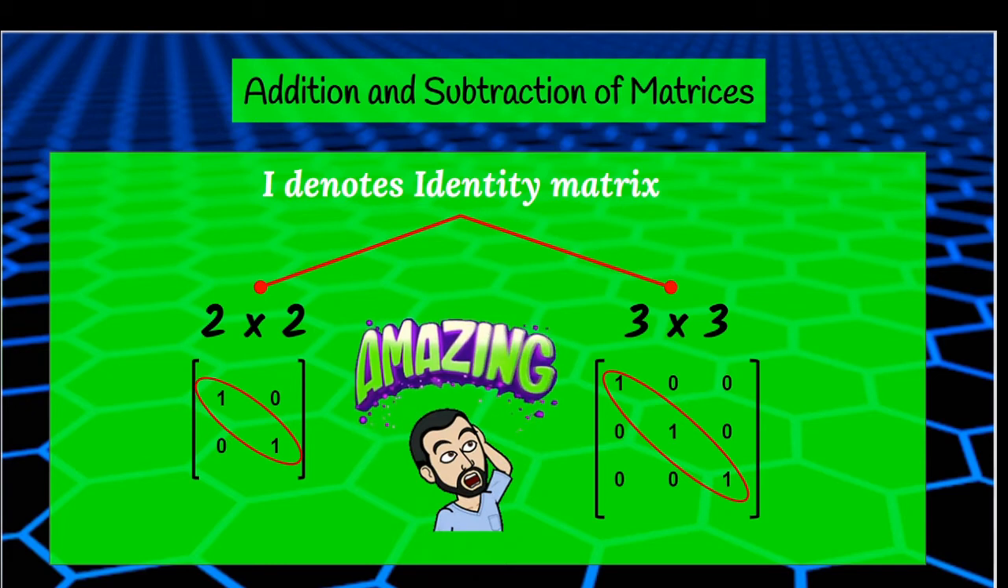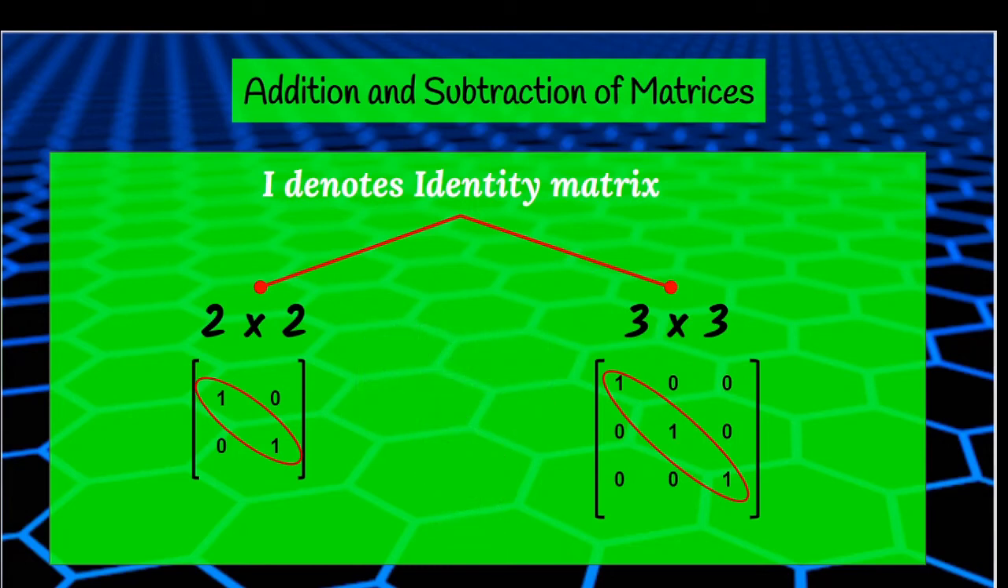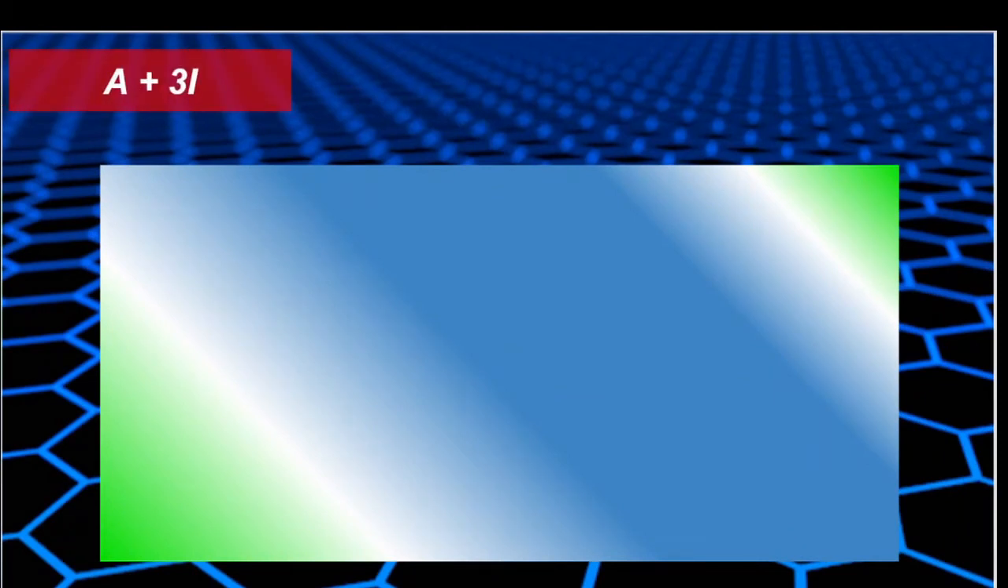Now, how can you tell when to use a 2 by 2 identity matrix or a 3 by 3 identity matrix? It's easy. When the question is linked to a 2 by 2 matrix, we use a 2 by 2 identity matrix. And when the question is linked to a 3 by 3 matrix, we use a 3 by 3 identity matrix. Let's see our first question, A plus 3I.